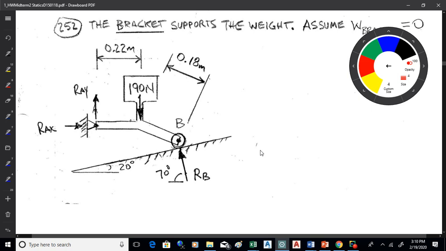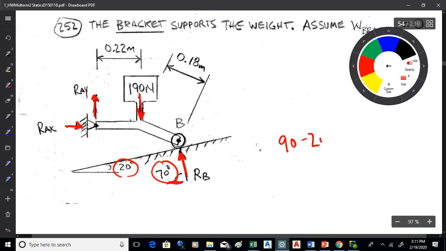Now this one here, I've got the weight. I've got a pin joint. When I see a pin joint, I just do that: two perpendicular forces. Then I've got a ramp. Now the force is perpendicular to the ramp. The ramp makes a 20-degree angle, so if I take 90 minus 20, I get 70. That's the angle of the force. That's what I want.